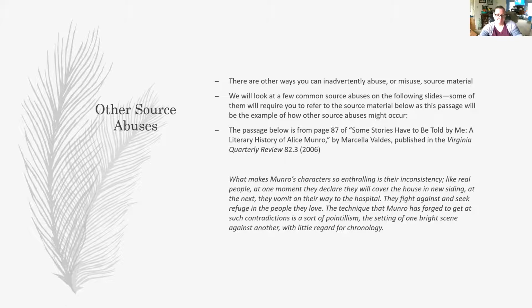So please keep in mind that your source use has to be thoughtful, and it has to be accurate, and it has to be effective.